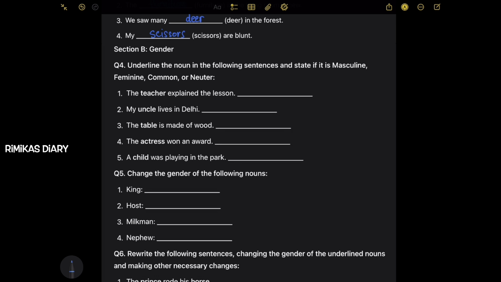So, question 4. Underline the noun in the following sentences and state if it is masculine, feminine, common, or neuter. So, the teacher explained the lesson. So, teacher is a common gender because it could be a male or a female. My uncle lives in Delhi. Uncle is masculine. The table is made of wood, so table is neuter.